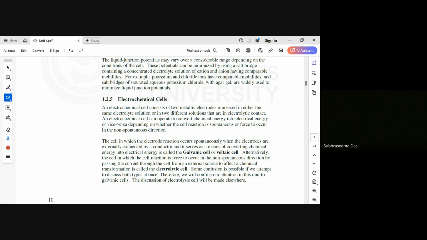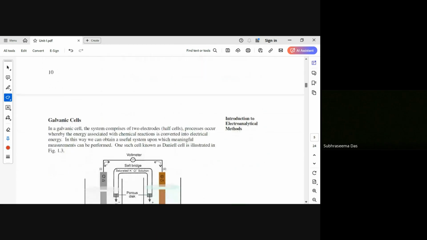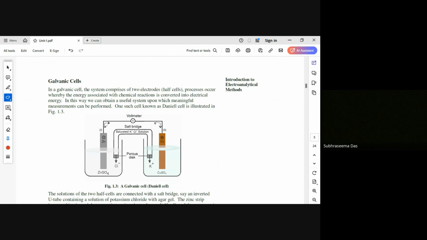According to this basis, the cells have been divided into mostly two types. The electrochemical cell which converts chemical energy into electrical energy is called the galvanic cell. Alternatively, the cell where the non-spontaneous reaction occurs is called the electrolytic cell. So we will gradually discuss the importance of electrochemical cells. First we will start with galvanic cells.